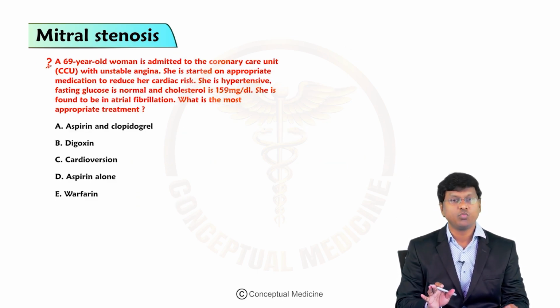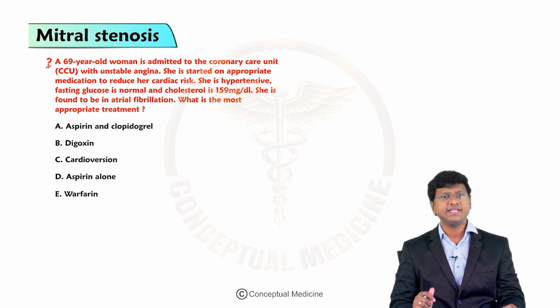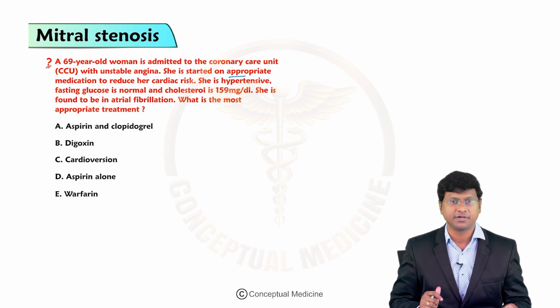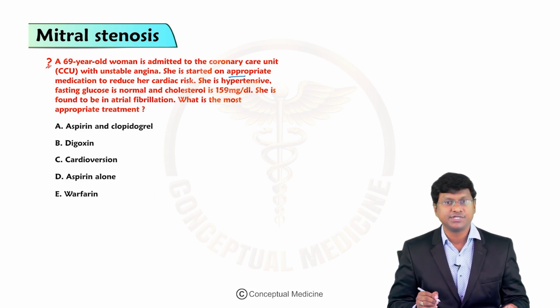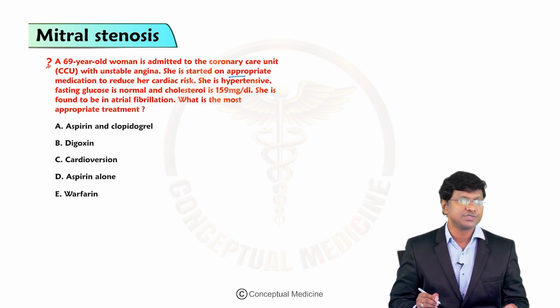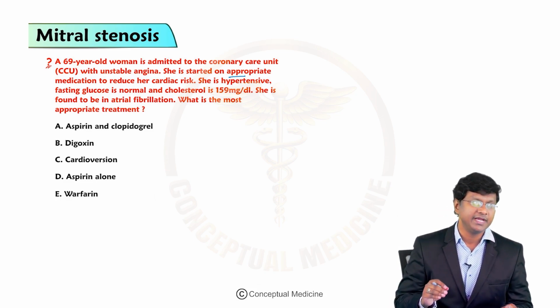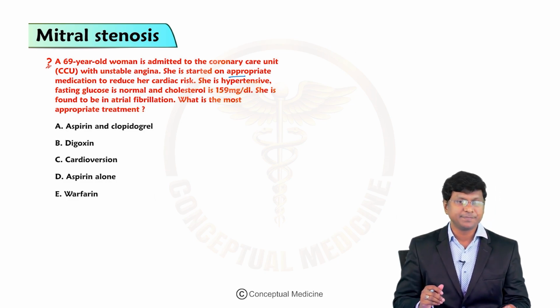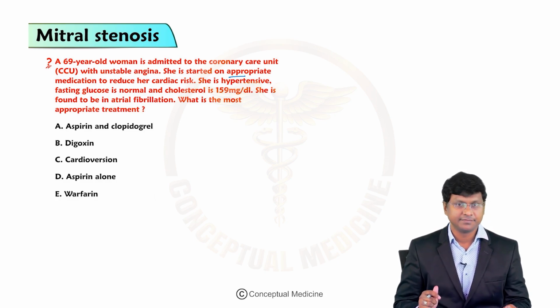Now, let me discuss the treatment of atrial fibrillation. A 69-year-old woman is admitted to the coronary care unit with unstable angina. She is started on appropriate medications to reduce her cardiac risk. She is hypertensive, fasting glucose is normal and cholesterol is 159 milligrams per deciliter. She is found to be in atrial fibrillation. What is the most appropriate treatment? The options are aspirin and clopidogrel, digoxin, cardioversion, aspirin alone, or warfarin.